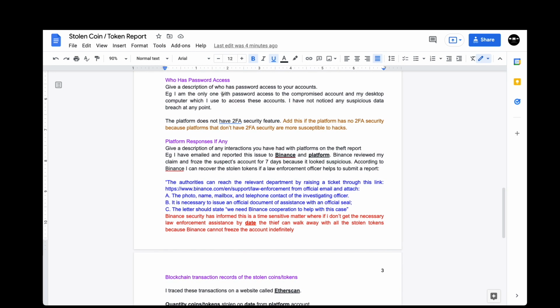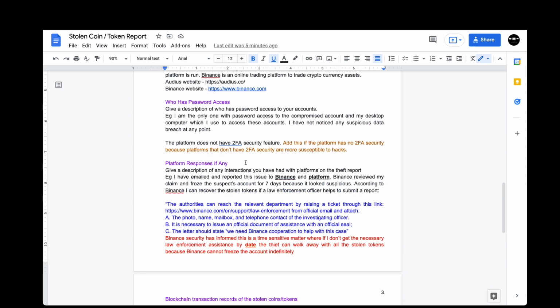Now, it's also important to indicate who has password access to your account. So in my particular case, nobody except myself had the passwords to my account. And you should also indicate if you have noticed any suspicious data breaches, any suspicious emails, or anything like that. The Audius platform did not have a 2FA security feature, so it's good to add that information too. Basically, any platform that has no 2FA security is more susceptible to hacks.